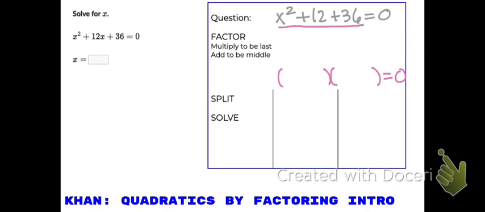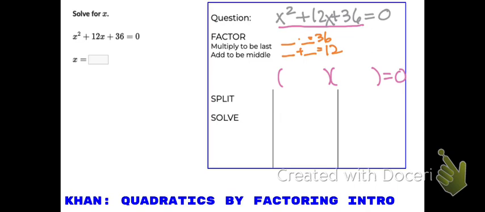Remember, in order to factor it, when there's no coefficient in front of the x squared, we look for two numbers that multiply to be the last term, so multiply to be that 36, and add to be the middle term, so add to be that 12. Actually, this is 12x. So what two numbers multiply to give us 36 and add to give us 12?